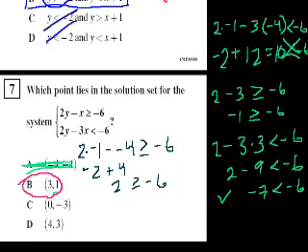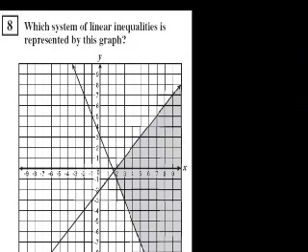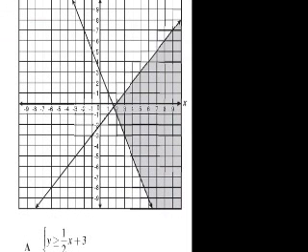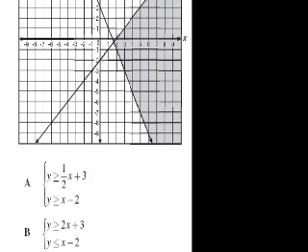Next problem. Scroll down a little bit. Which system of linear inequalities is represented by this graph? So now we could use some of the skills we used the last time. See, I don't have much space to draw all of them. So let's just try to figure out, do they give us the equations? No, they don't even give us the equations because all the equations are different.